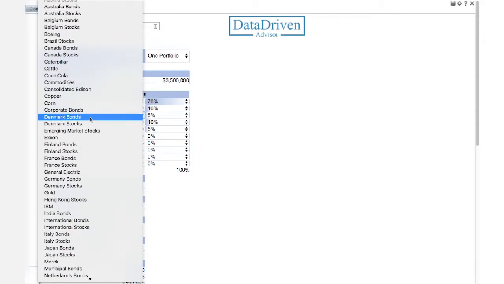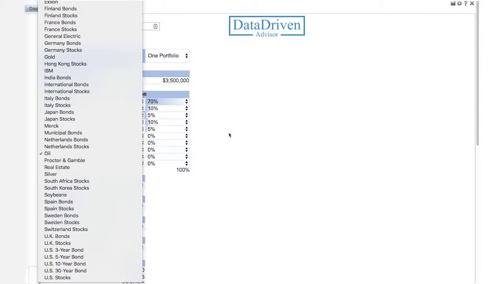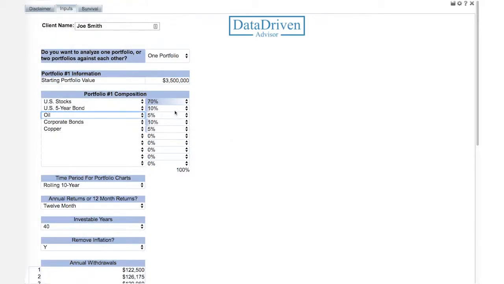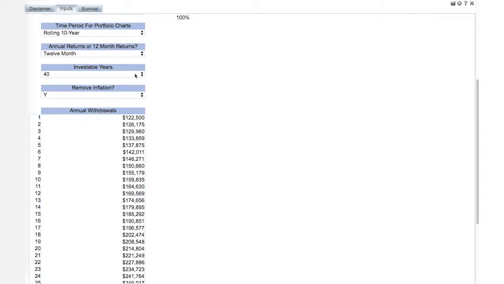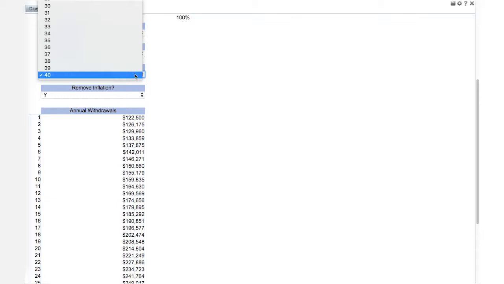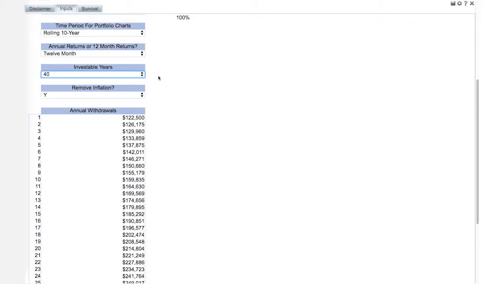As you can see, there are many different types of options to put in here. And we have to make that portfolio equal 100%. Time period for the portfolio charts, I'll show you in a little bit. Annual returns or 12-month, I'll show you in a little bit. Investable years, for how many years do we want to run this simulation? I'm giving this client 40 years.